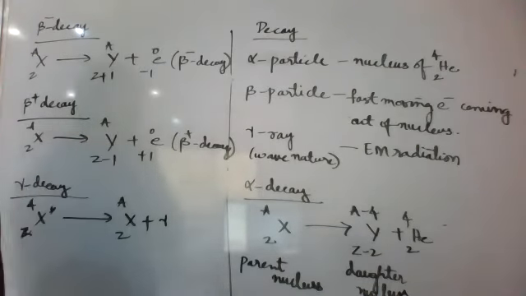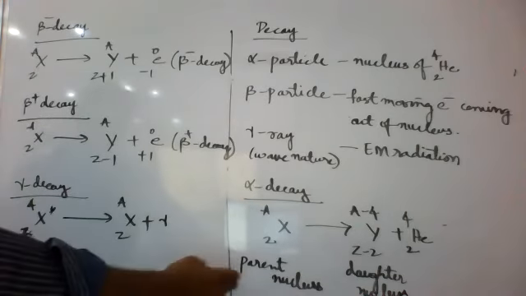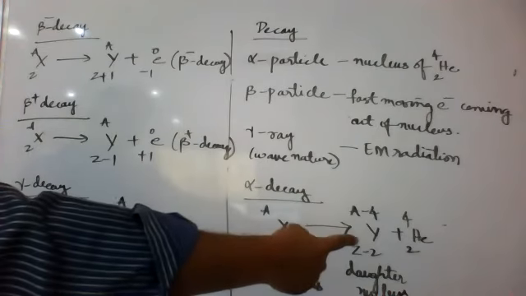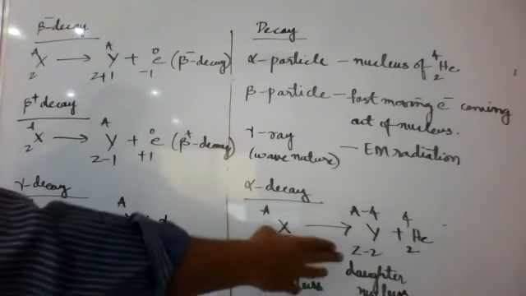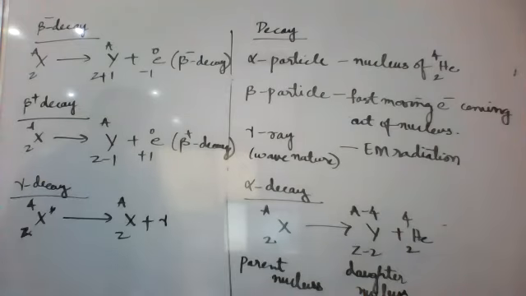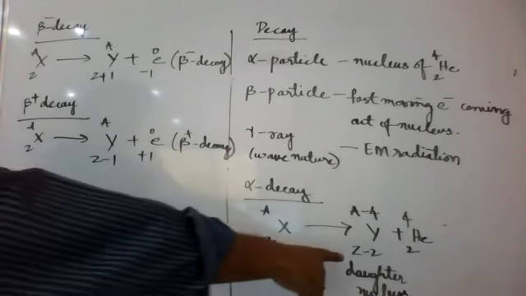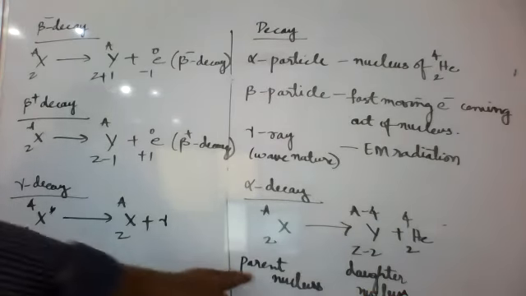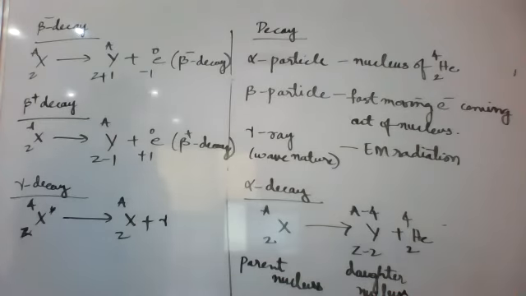Next one is gamma ray. Gamma is a wave in nature, so it is electromagnetic radiation. Alpha decay: X Z A is the parent nucleus, when it gives the alpha particle He 2 4, the atomic number reduces by 2 and the atomic mass reduces by 4. So the first one is the parent nucleus and the second one is the daughter nucleus.